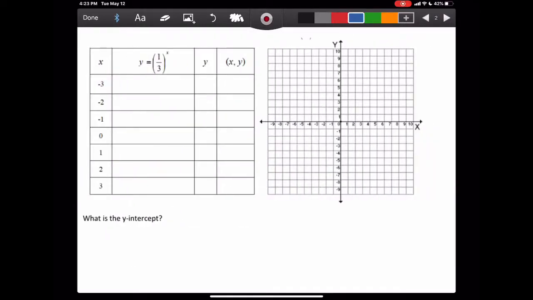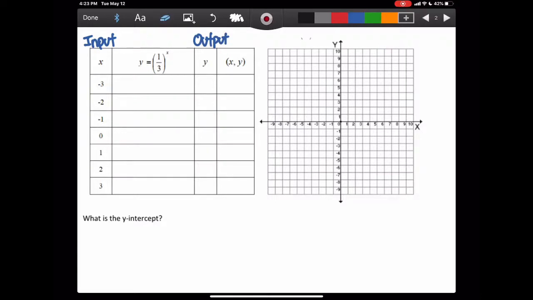So let's look at some examples here. We have this exponential function right here: y is equal to 1/3 to the x power. And we have these input values. Our x is our input, and then we're going to get our output, which is going to be our y. And once we have our input and our output, we can write our ordered pair.